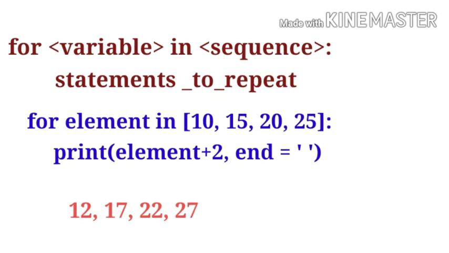So, children, this given for loop executes a sequence of statements for each of the elements of the given sequence 10, 15, 20 and 25. So, here we have used one control variable, that is element. Element is the control variable that will take the next value in each iteration.